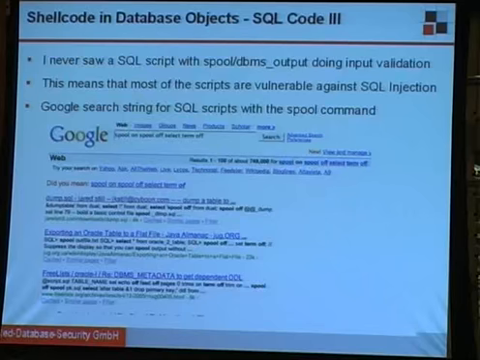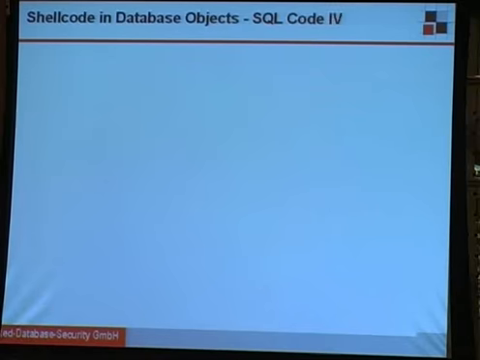And if you search on Google, for example, for spool on, spool off, select term and off, you get a huge list of scripts where DBAs are describing how to do maintenance jobs, for example. And you see the number of hits, it's quite huge. If you go through the list, I never saw a script doing input validation.